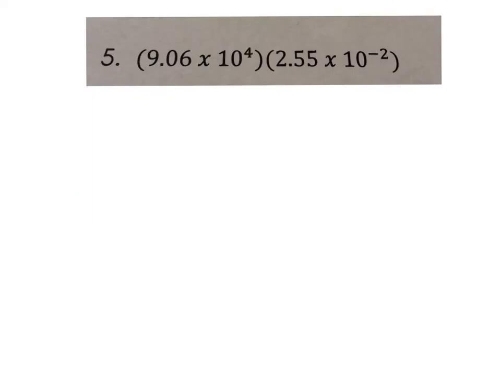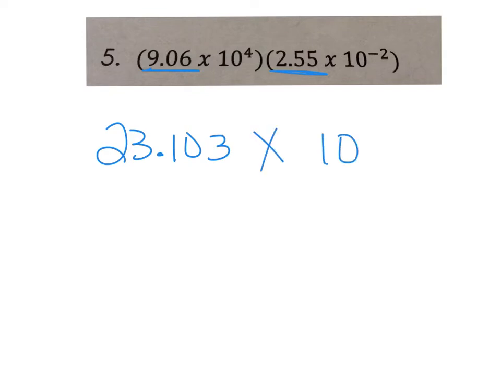Okay, here's problem 5. Now there is no addition or subtraction, so that means this is multiplication. We do not need the same exponent on multiplication. We start on this problem by taking the numbers out front and we multiply them. If I use my calculator, 9.06 times 2.55 turns out to be 23.103. Don't leave out any digits. Times 10. In multiplication, the 4 and the -2, you're going to add them because in multiplication we add the exponents. 4 plus -2 is 2.